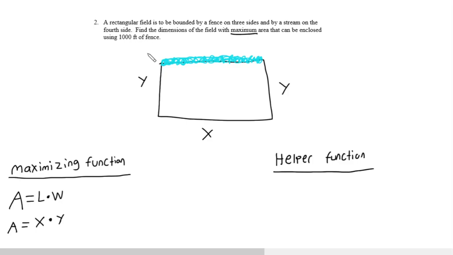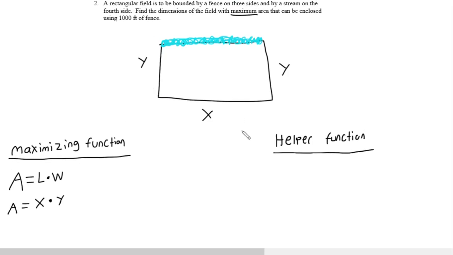So I'm going to use this additional information and make a helper function out of it. It says all of this is going to be worth 1,000 feet of fencing. So 1,000, and then just the perimeter of this. So we could just say X plus 2Y.